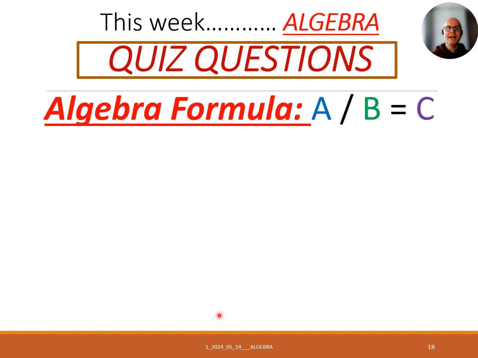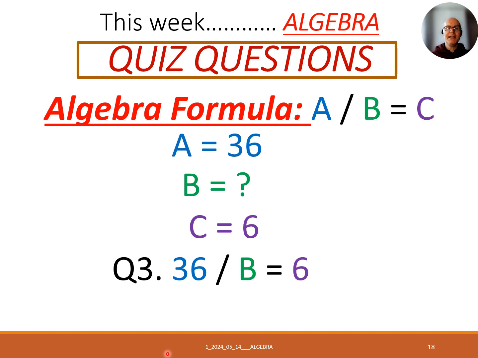Question 3. A divided by B equals C. A is 36. B is what we're going to try and find out again. And C equals 6.